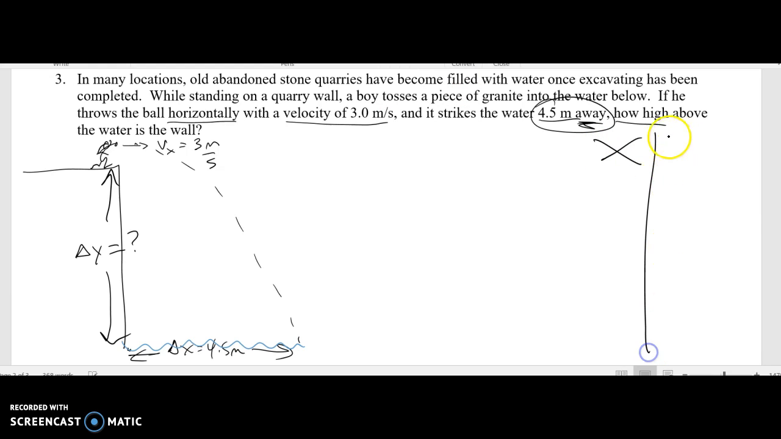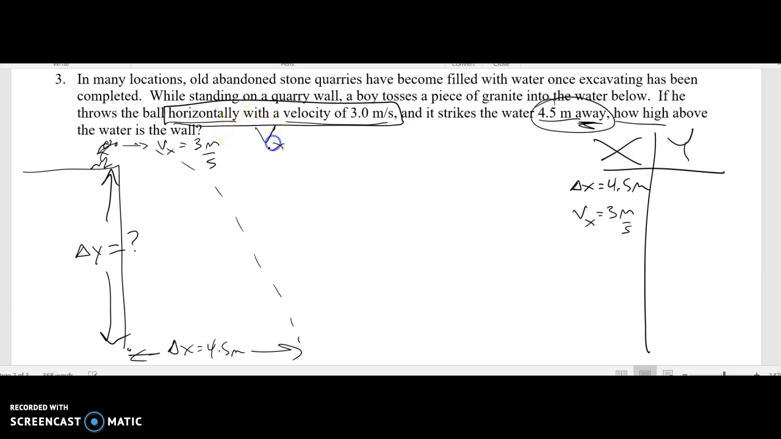X, Y table. In the X, we know the distance is 4.5 meters. And then do we know anything? Oh, we know the velocity in the X direction is 3 meters per second. That's what we meant by throwing it horizontally. That says Vx horizontally. That's about all we know for that. Let's take a look at the y.